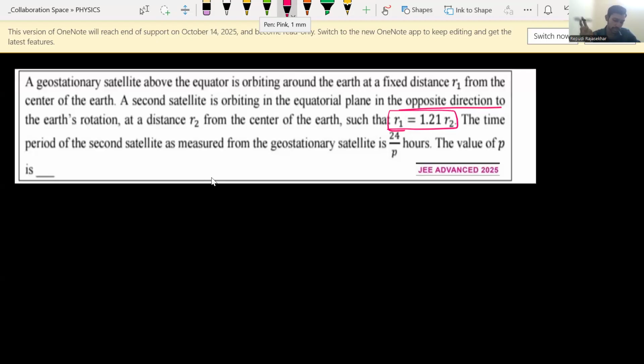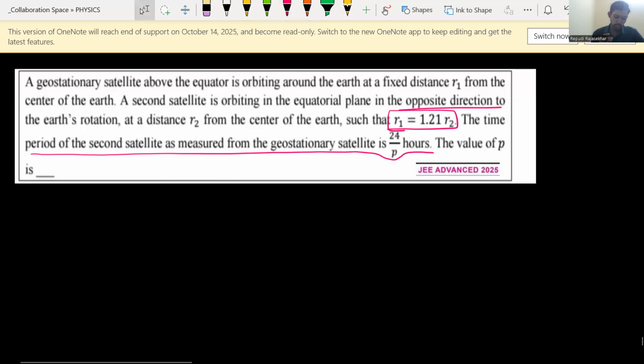The time period of the second satellite as measured from the geostationary satellite is 24 by p hours. Means time period of the satellite with respect to the geostationary satellite. Relative time period. Each word is important. The relative time period value they have given. The value of p is what they are asking. First, let us proceed with whatever data you know.